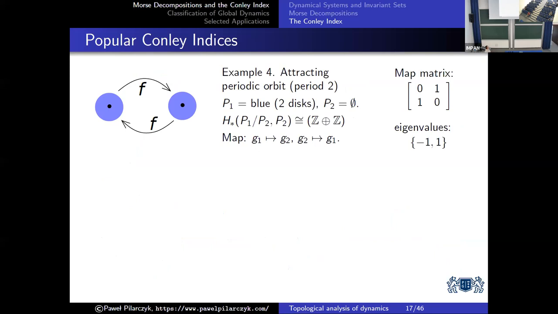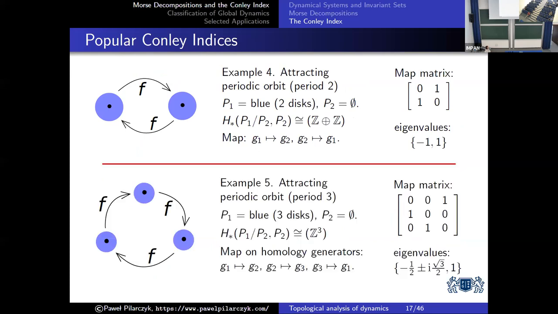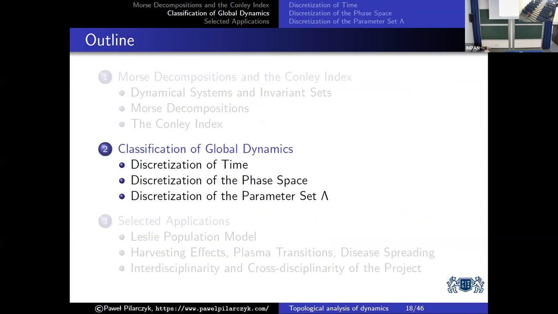If we have a period 3 orbit, for example, then we get a matrix like that. The eigenvalues are the roots of unity. And we get this mapping of homology generators one into another. There could be some minus signs appearing in pairs here, depending on how the generators of homology were chosen by the software. Okay, so this was sort of a lengthy introduction.